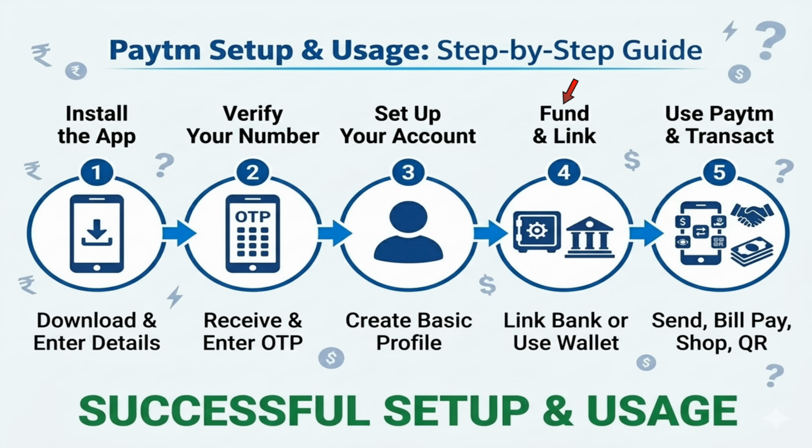Step 4. Add money or link bank account. You have two options. Option 1 is add money to Paytm wallet. Transfer money from your bank to wallet. Use wallet balance for payments. Option 2. Link your bank account using UPI. Connect your bank account and you can pay directly from your bank.